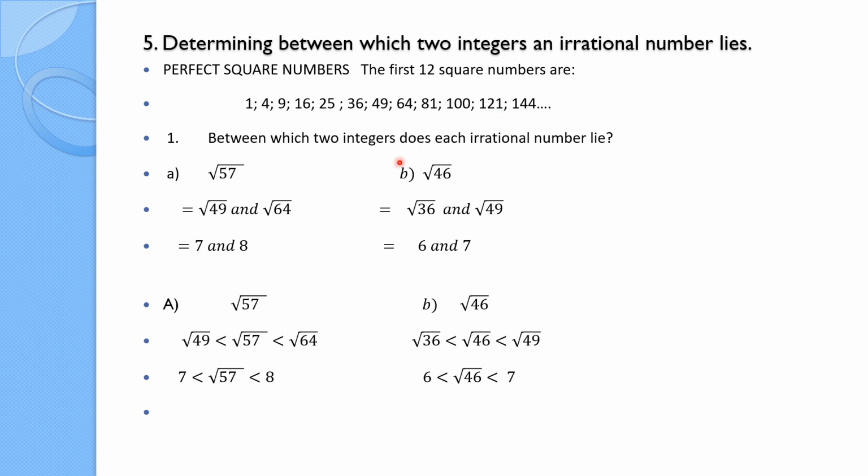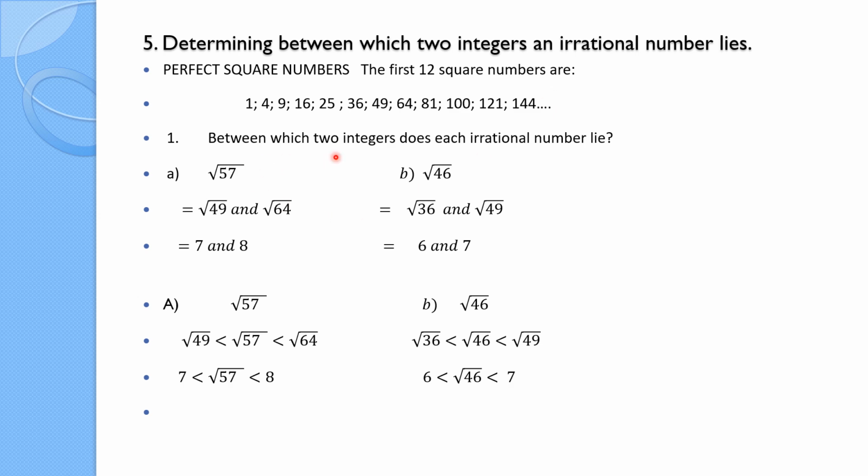So determining between which two integers an irrational number lies. This we normally ask for 2 to 3 marks in exam. To answer this, number one, we need to understand what our perfect square numbers are. So we have 1, 4, 9, 16. So this all comes from 4 times 4, 5 times 5, etc. Right, you should know all the way up to 169 according to what the department says.